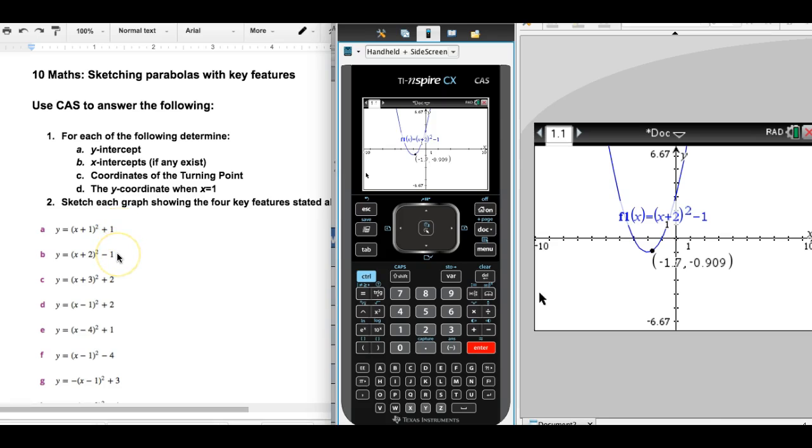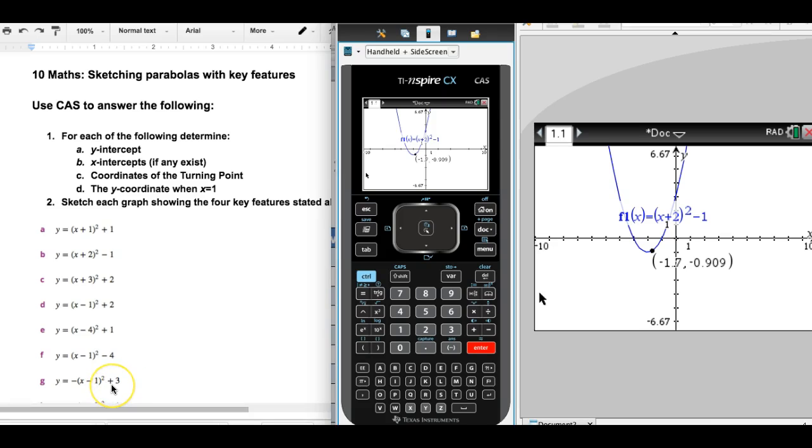This one went down 1, which meant it went below the axis. So what do you think is happening here? Yeah, it's moved up 2. Does it have x-intercepts? No, it doesn't. Neither does this one. Neither does this one. This one does because it's moved down.